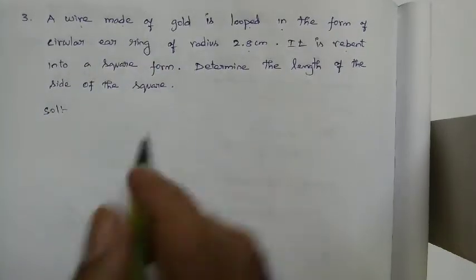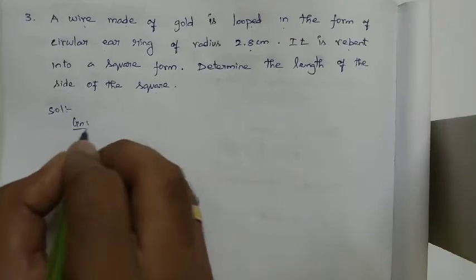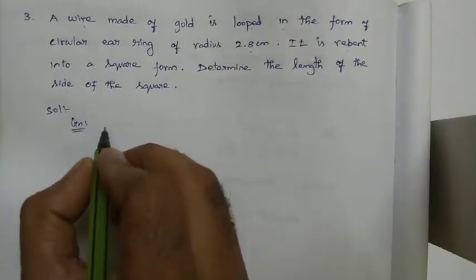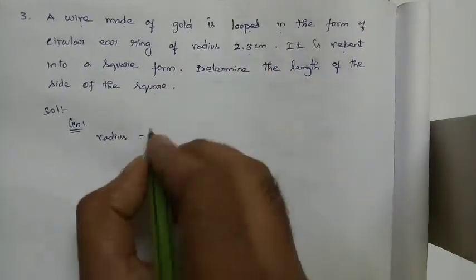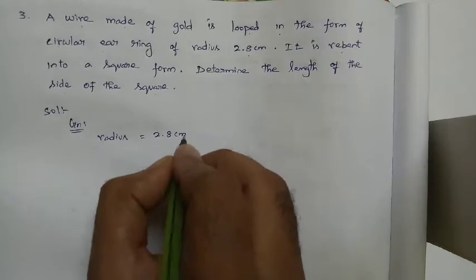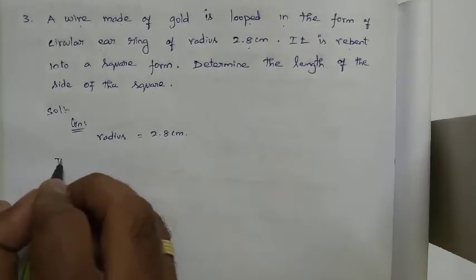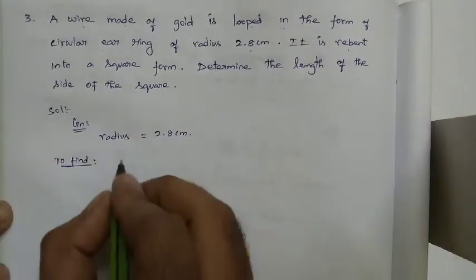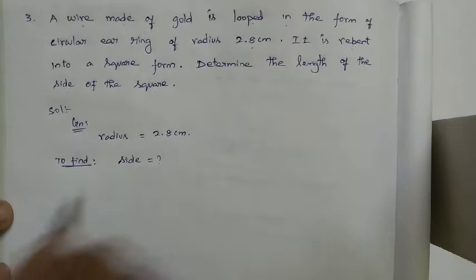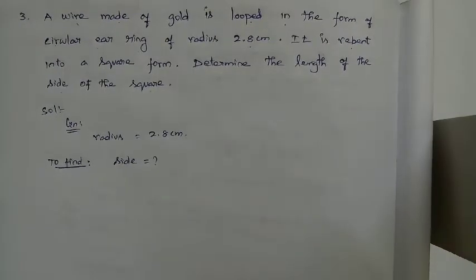So while reading, what are the things given? The only thing is the radius of the circular ring, which is 2.8 centimeter. That is the only thing we are having. But they have given one condition. And what do we want to find first? We want to find the length of the side of the square.